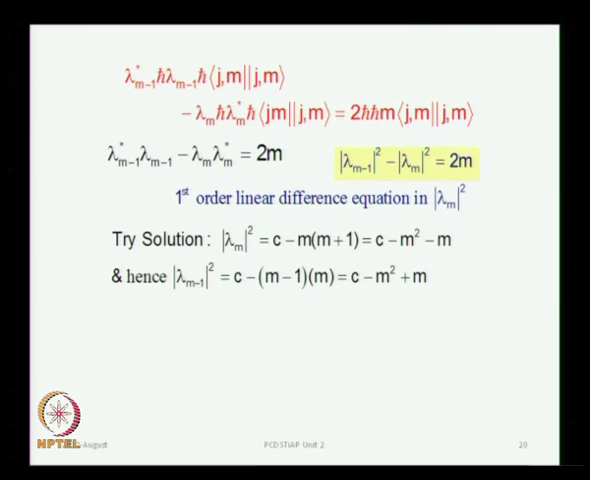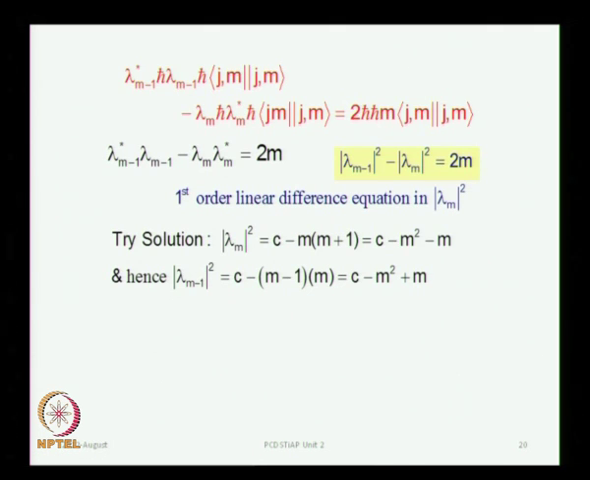You began with just the basic angular momentum commutation rules and you arrive at a very simple first order linear difference equation in lambda. So now it is not so difficult to solve it, there are well known techniques of solving first order linear difference equations, and you can try the solution that lambda m square is equal to c minus m into m plus 1. If you try this solution, the same prescription for lambda m minus 1 gives you c minus, here instead of m you get m minus 1, and instead of m plus 1 you get m, and you get c minus m square plus m over here, and you get c minus m square minus m over here.